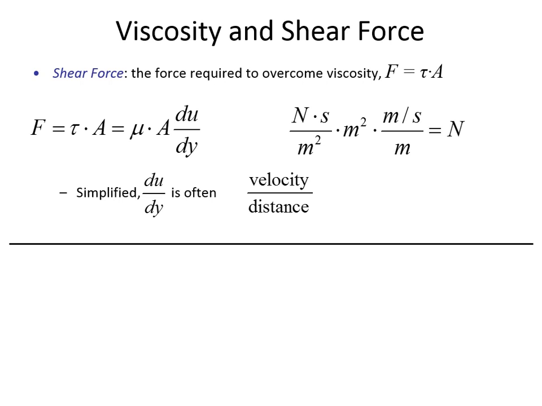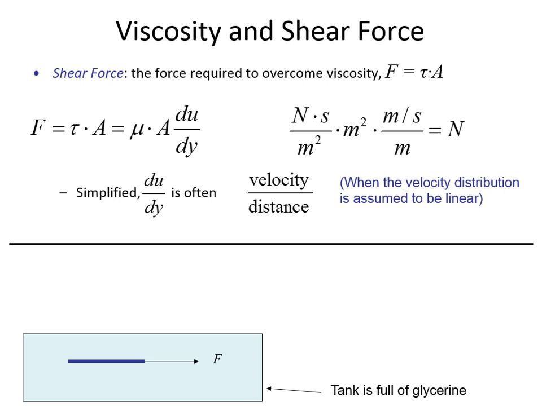In a lot of the problems we solve, we'll assume a linear rate of change, and so for du dy we'll often substitute in a velocity and an incremental distance and assume that there's a linear change in between 2 points. So you assume a linear velocity distribution between 2 points.